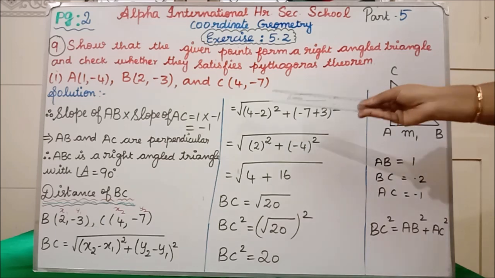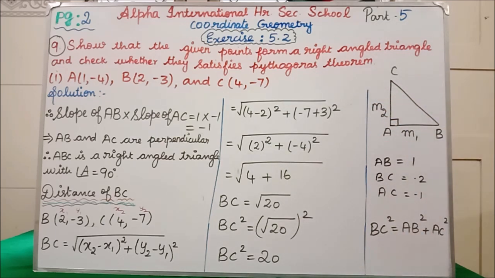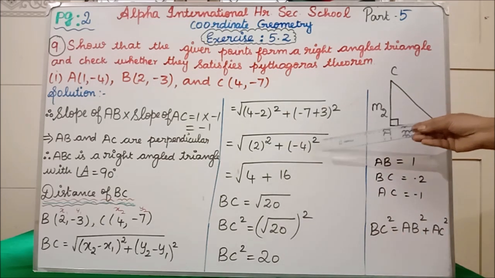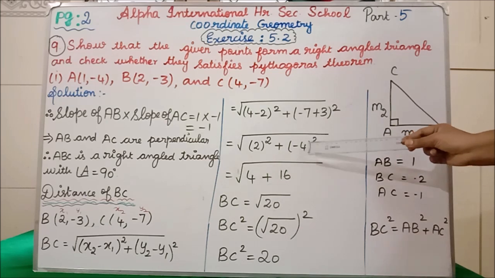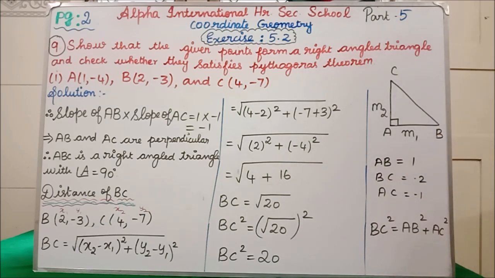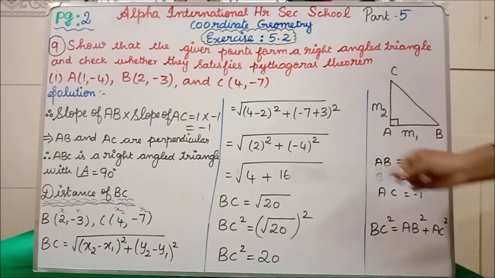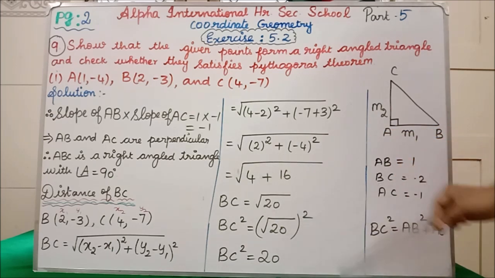Here, 4 minus 2 is what? 2 the whole square plus, 7 minus 3 is what? Minus 4 the whole square. Clear? So 2 if you square we are getting 4. Similarly minus 4 into minus 4 is what? Plus 16. So plus 16. So 4 plus 16 is equal to 20. Square root of 20 we have got.